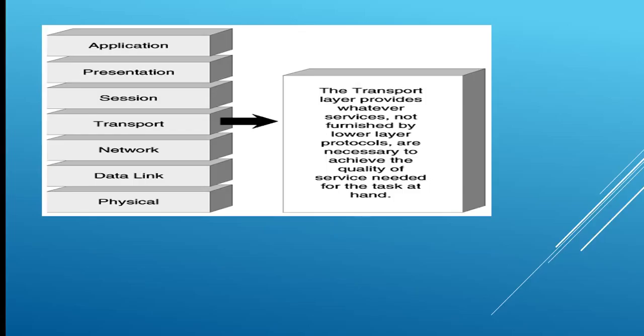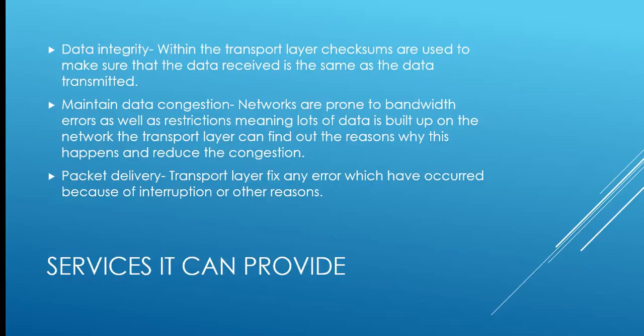The transport layer provides whatever services not furnished by the lower layer protocols are necessary to achieve the quality of service needed for the task at hand. The services that the transport layer provides include data integrity. Within the transport layer, checksums are used to make sure that the data received is the same as the data transmitted. So data integrity is just to make sure that the data that is sent or received is the same data that has been transmitted.